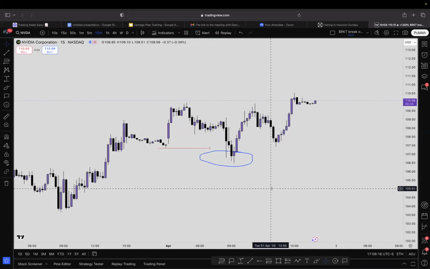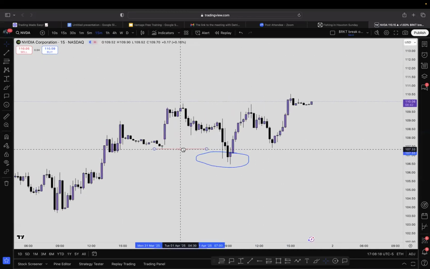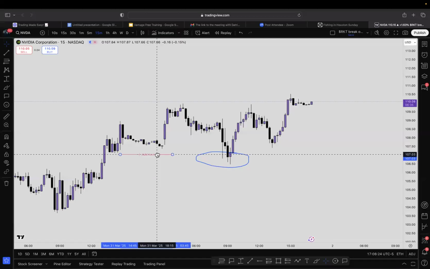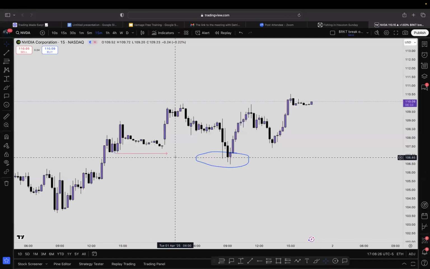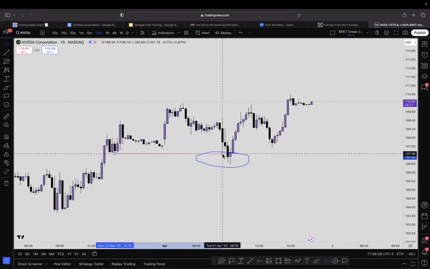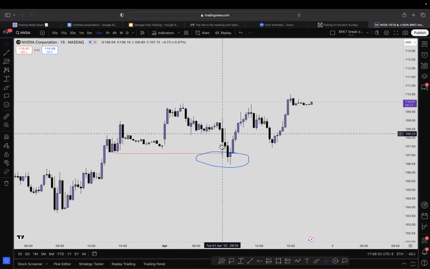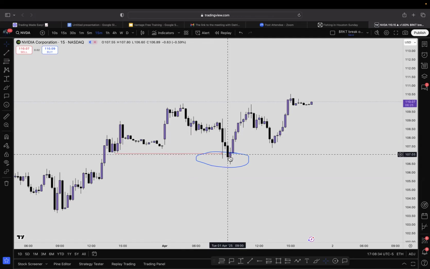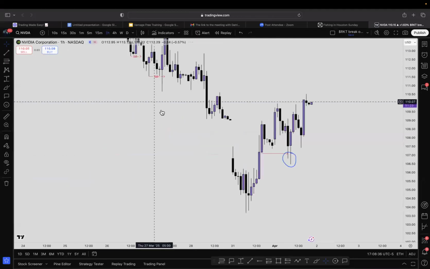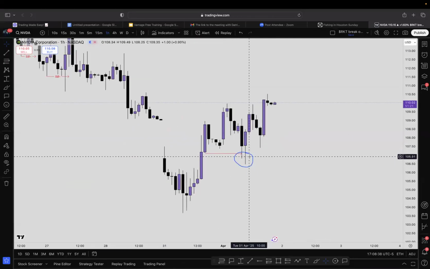Now, if we go down to a 15-minute time frame, we can see this 1 hour time frame manipulation also manipulated this 15-minute as well. So on a 15-minute time frame, you can see we manipulated this, popped up, sent us lower, just like that.